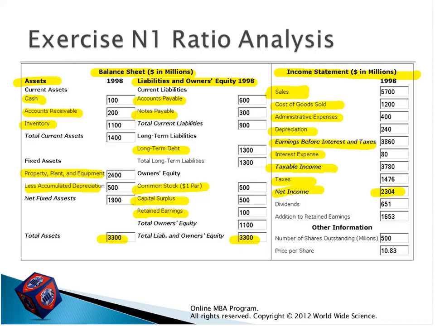You have some dividends and some addition to retained earnings. Some other information for you is the number of shares outstanding, how many shares the company has in the millions, and we have some price per share. You see, all figures are already given to you. Let's see the assignment itself.